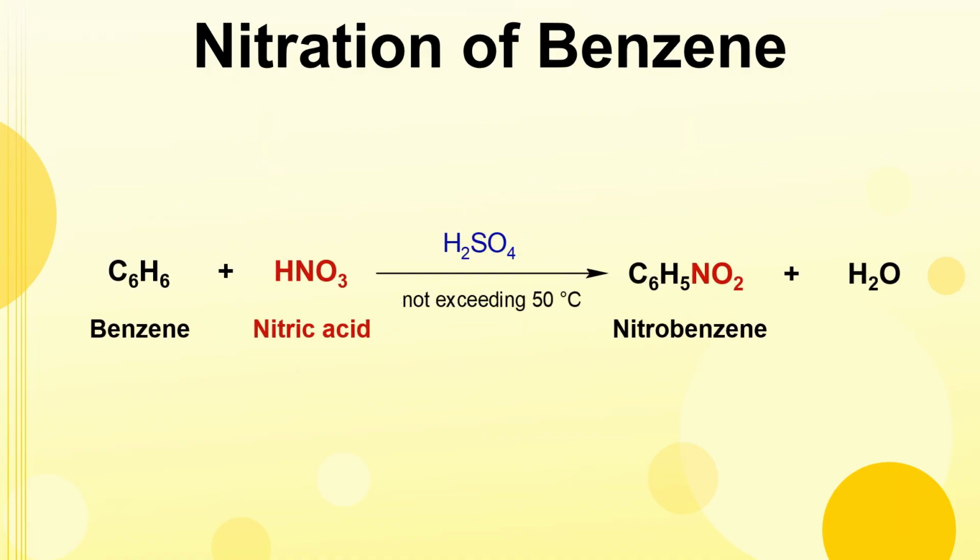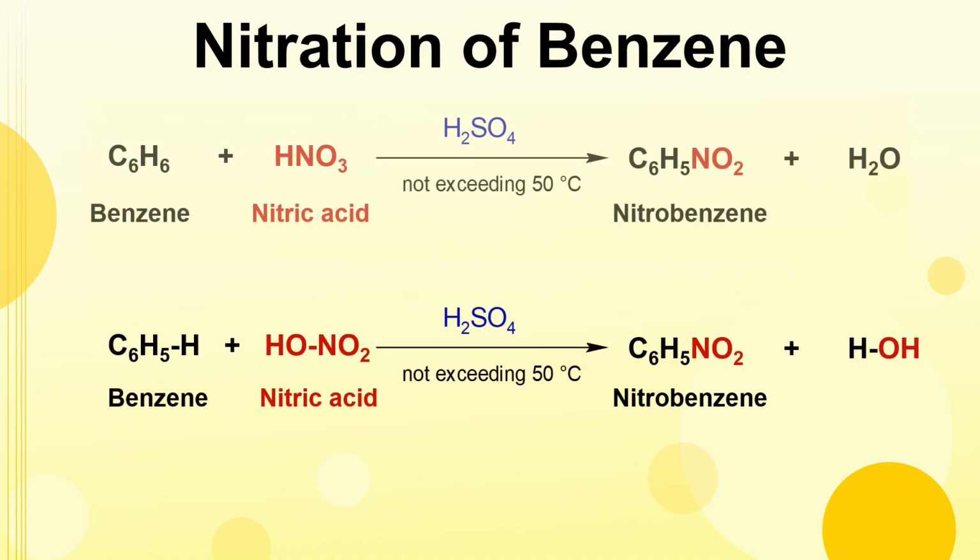This is the balanced chemical equation for the reaction. Benzene plus nitric acid gives nitrobenzene and water, in the presence of sulphuric acid as a catalyst. Let us take a closer look at the substitution process. During nitration, one hydrogen atom on the benzene ring is replaced by a nitro group. The removed hydrogen from benzene combines with the OH group from nitric acid to form a molecule of water.